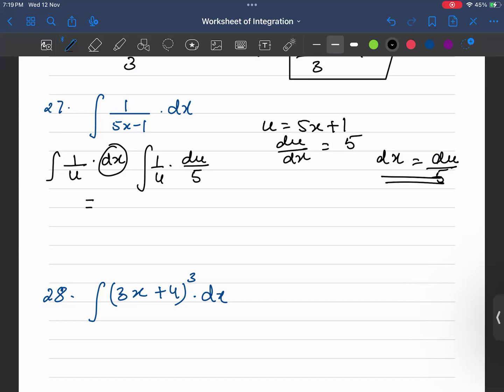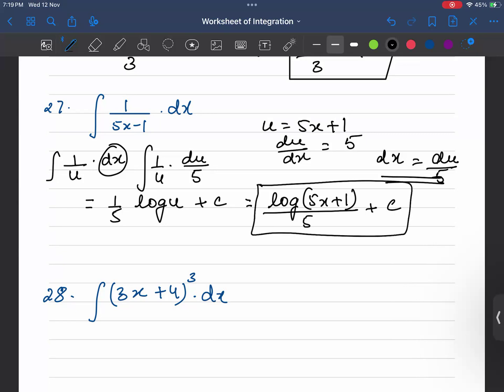If I solve it, 1 upon 5 would be outside, and the integration of 1 upon u would be log u plus c. I can write 1 upon 5 log of 5x plus 1 plus c, again substituting its own value. And this will be your answer. I think it's clear. Easy one.